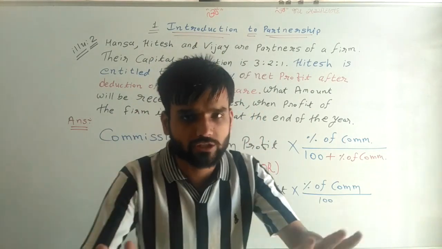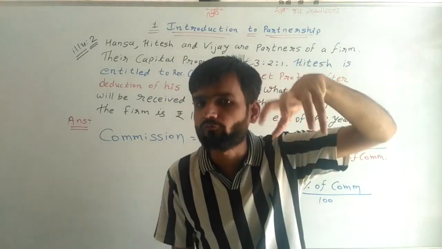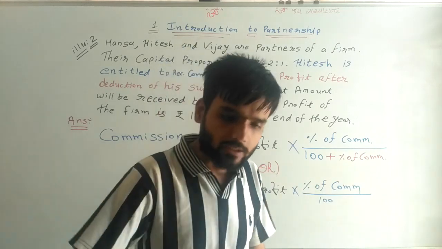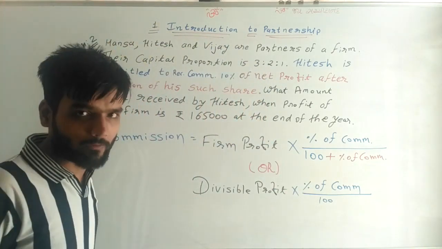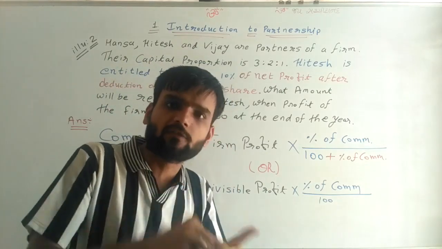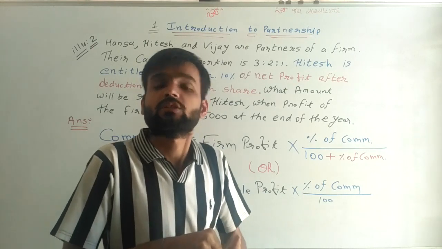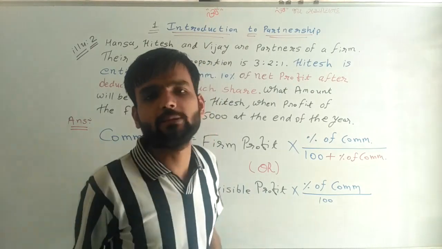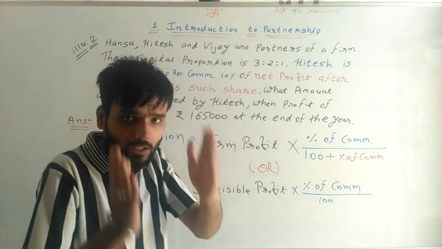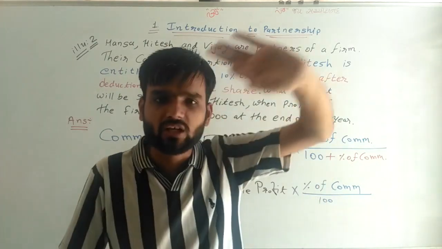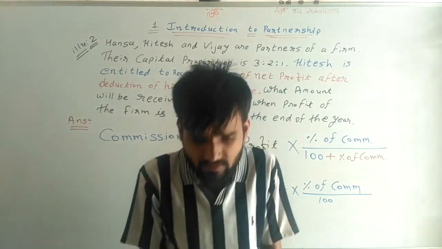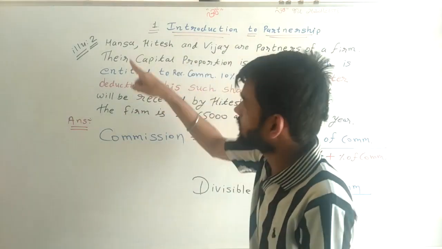Now, starting with the point: calculation of commission and profit received by the partners. Calculation of commission. See here, first of all, the question in this chapter. Always understand the question first, then the solution will be easy. So, illustration number 2. Up to the last lectures we have done illustration 1 and exercise question number 3, sub-question number 1, and in this lecture we are doing illustration number 2.